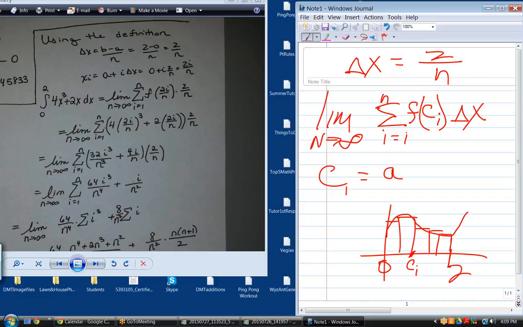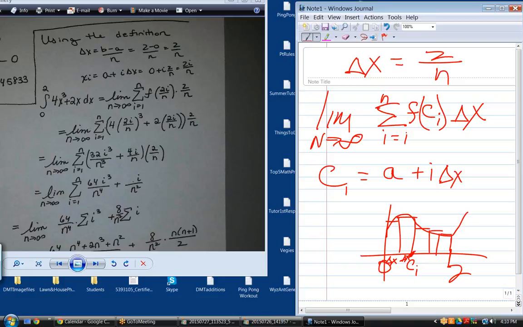The key is knowing how to define this c sub I. Well, where is this c sub I? If each one of these is delta x, then that's 0 plus 2 delta x's. Yeah, that's c sub I. So it's a plus the interval times delta x. In other words, if that c sub I was in the third rectangle, it would be a plus 3 times delta x.